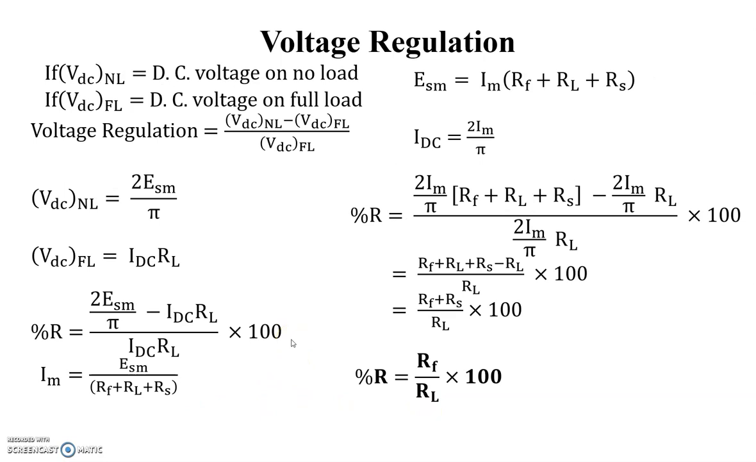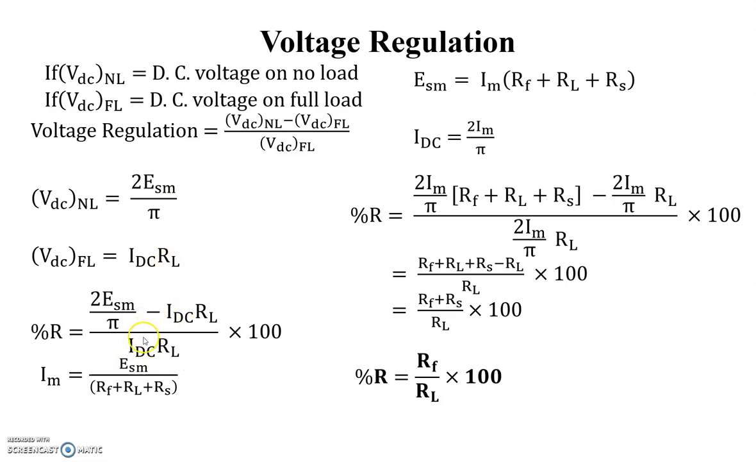Next we will move on to the voltage regulation. So what is the voltage regulation? It is nothing but V_DC no load minus V_DC full load divided by V_DC full load. So V_DC no load is the DC voltage on no load, that is 2 Esm by pi. So what is the V_DC full load? That is the DC voltage on full load, that is I_DC into RL.